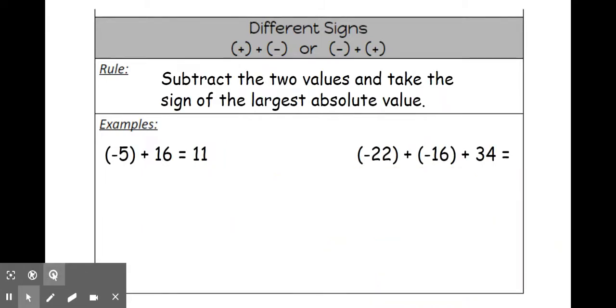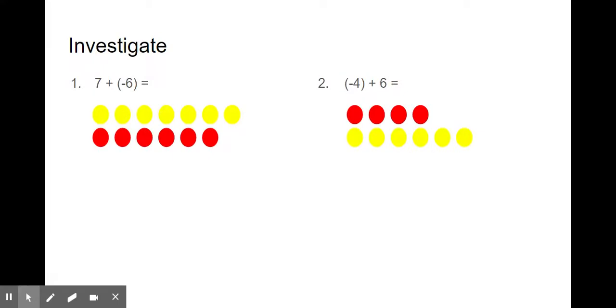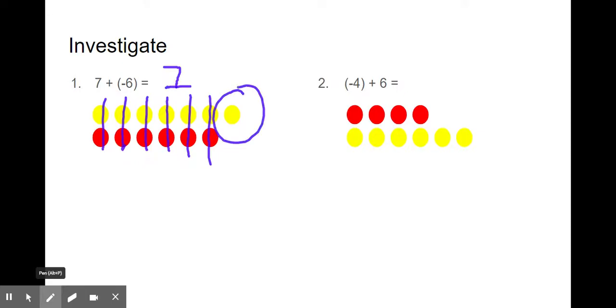So let's investigate this using counters. If we have +7 represented with yellow and -6 represented with red, the positive and the negative would cancel each other out, which is the same as subtracting. So what's left? +1. So this one yellow counter tells us that our answer is 1. Now we have -4 plus +6, so these cancel each other out, and we're just left with +2. Isn't that neat?